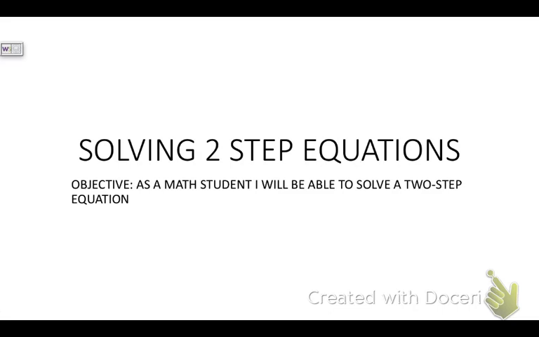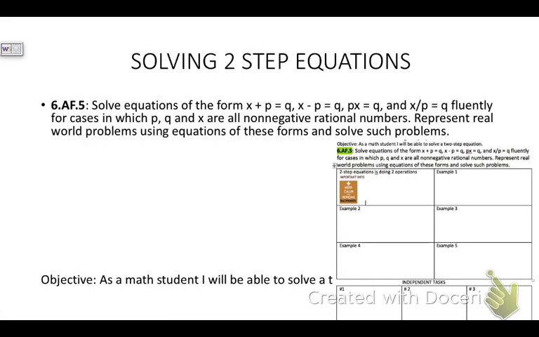Here we go. Our objective today, or our concept today, is solving two-step equations. Our objective as a math student: I will be able to solve a two-step equation. You should have this organizer in front of you.